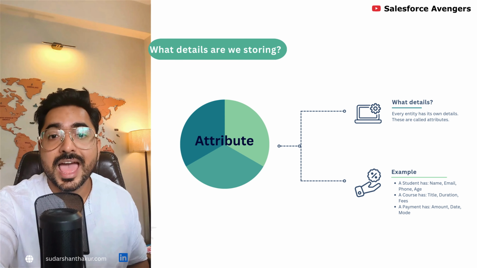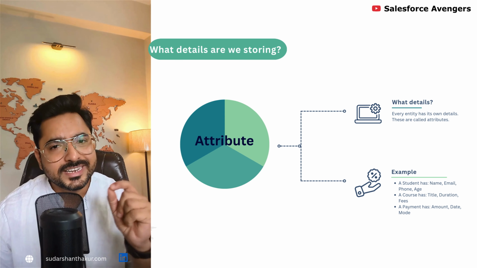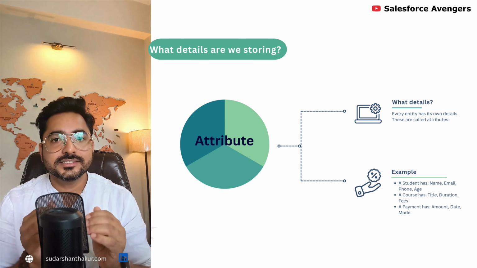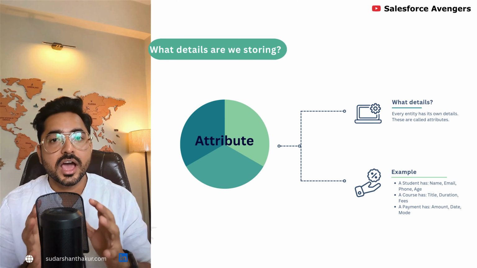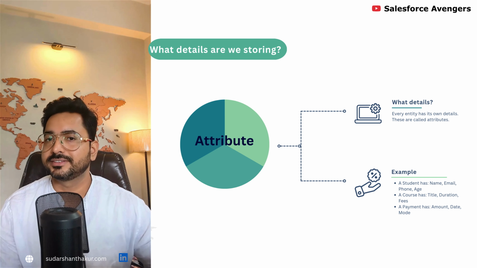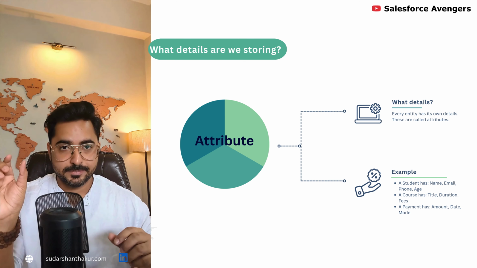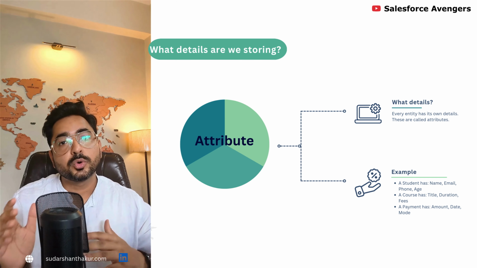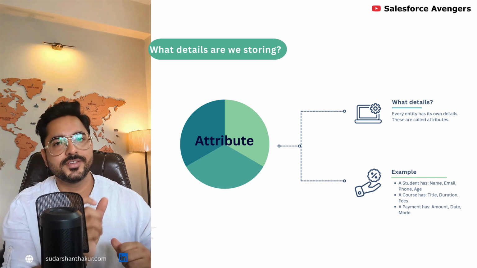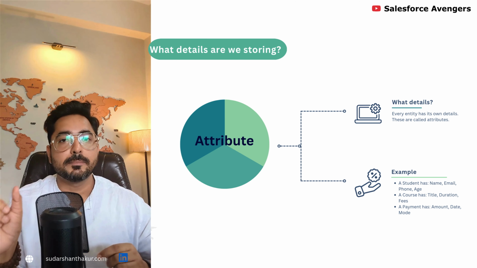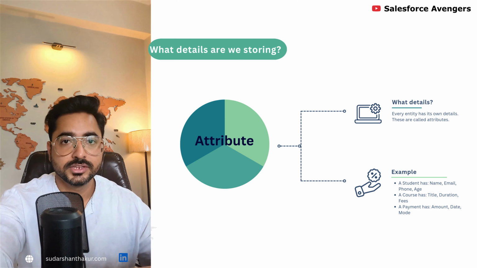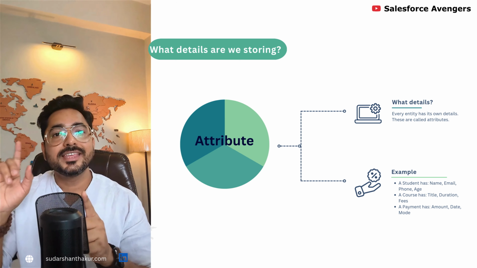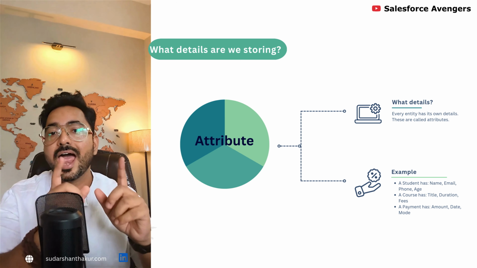Another one is attribute. What details are we storing? Every entity has its own details. They are called attributes. For example, a student has name, email, phone, age, right? A course has title, duration, fees. A payment has amount, date, mode. So if student is your entity, name and email and phone number are attributes.